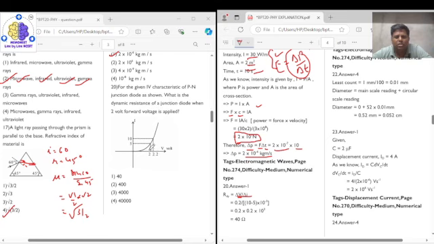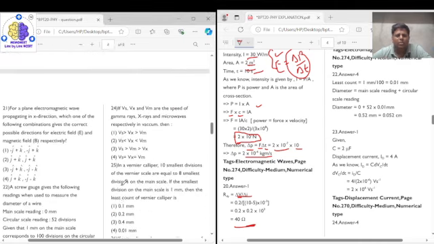So the voltage is changing from 2 to 2.2. So change in voltage, delta V, is equal to 0.2. And the change in current, delta I, is equal to 5. So dynamic resistance R is equal to delta V upon delta I, and putting in the values, we get our dynamic resistance as 40 ohms. So the correct answer for question number 20 is option 1.